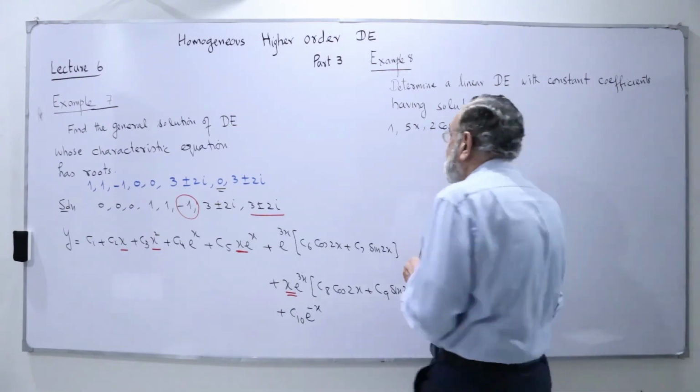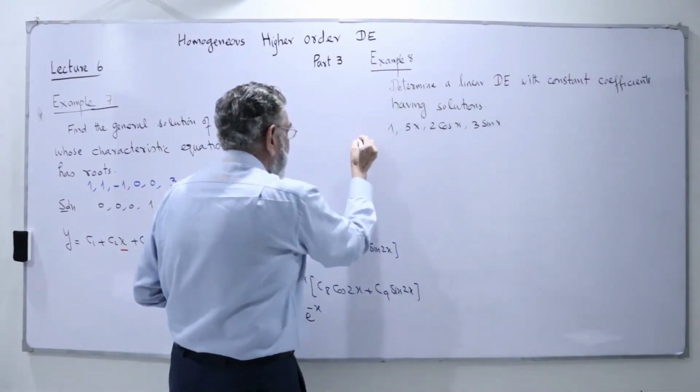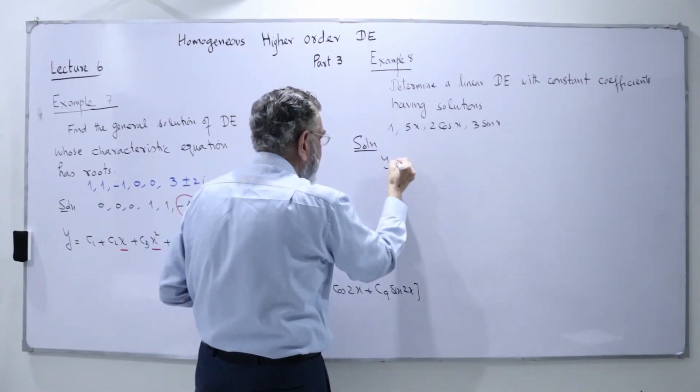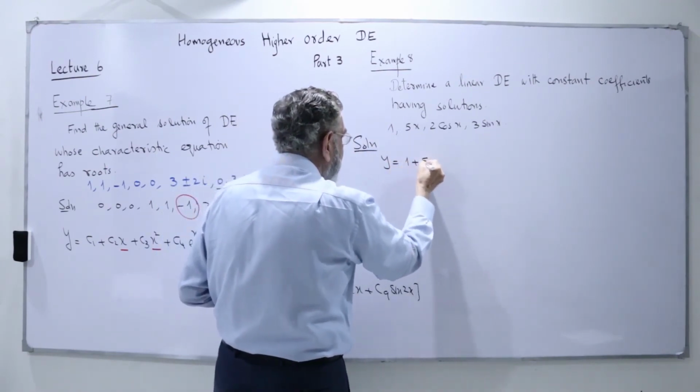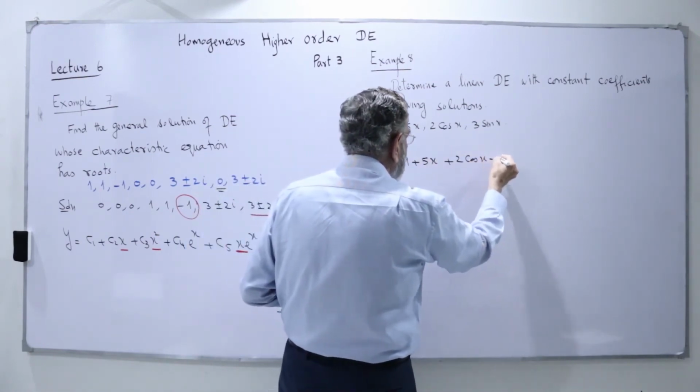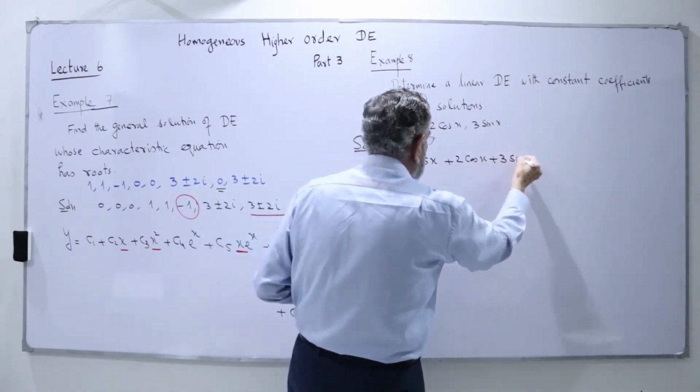So here the solution, a particular solution, we write: y equal to 1 plus 5x plus 2 cosine x plus 3 sine x.